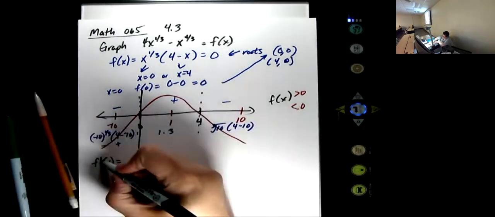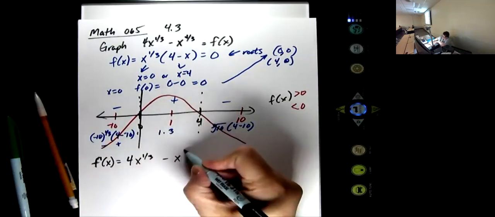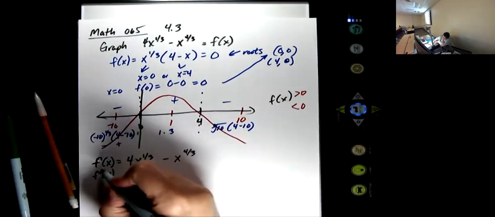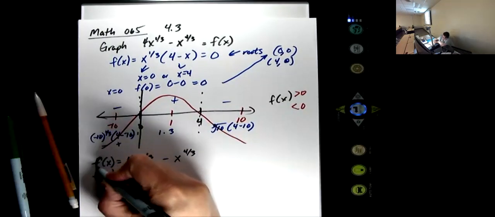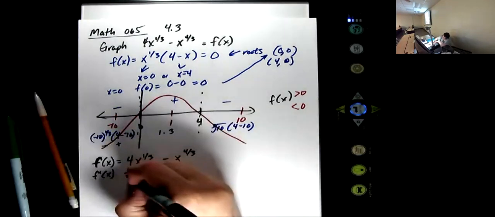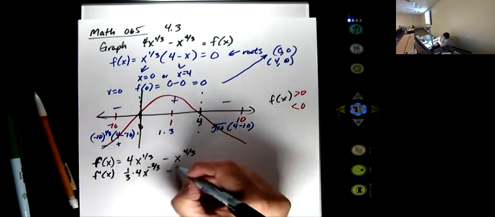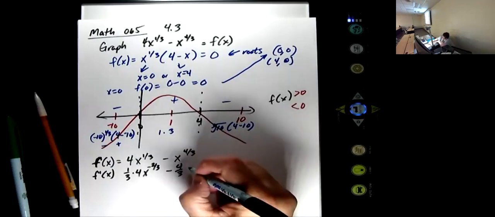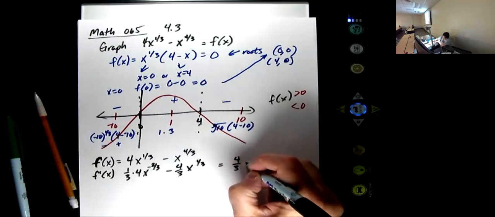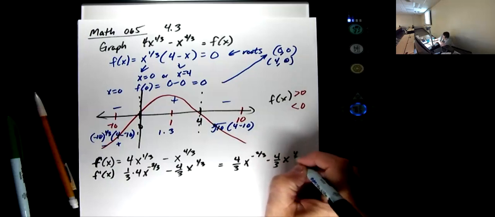What's the first derivative here? Let me rewrite f where we can see it better. It's way up there, kind of hidden. So we bring the power down and lower the power by 1. Bring the power down, lower the power by 1. And so we get 4/3 x to the -2/3 minus 4/3 x to the 1/3.